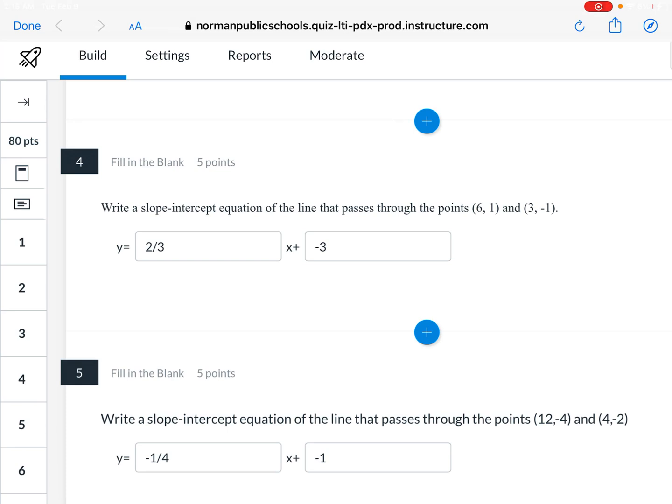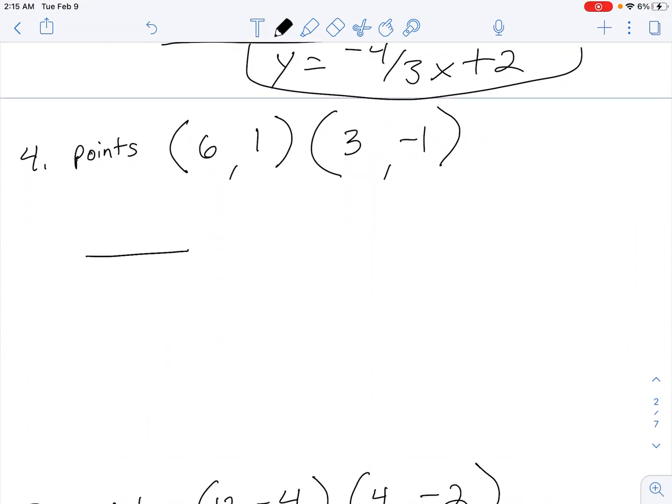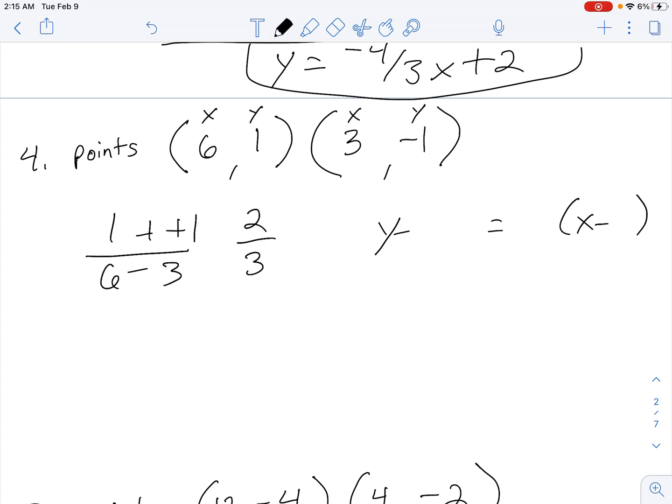All right, number 4. Okay, it says write a slope-intercept equation. So again, y equals mx plus b, but this time you've got 2 points. So on this one, what you need is the slope formula and the point slope formula. So for the slope formula, remember x, y, drop the y's down on top, drop the x's down on bottom, and then do the math. So that would be 2 over 3.